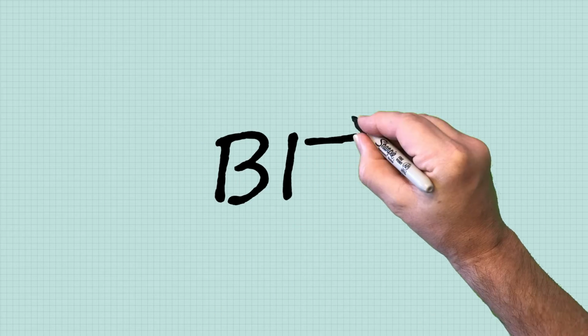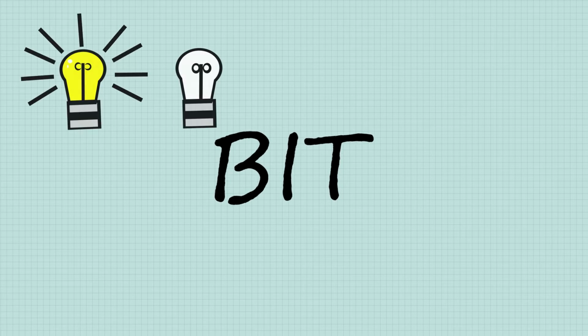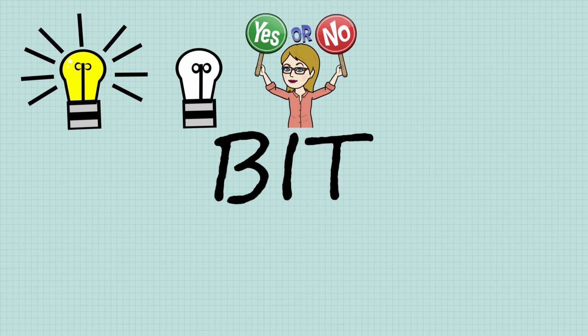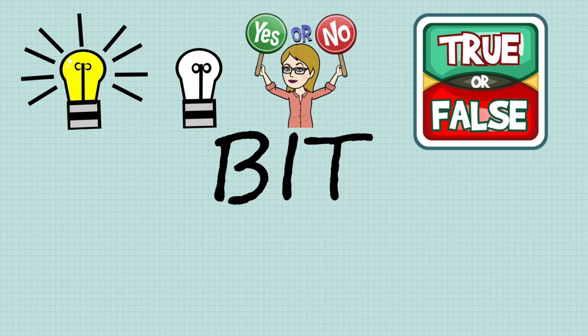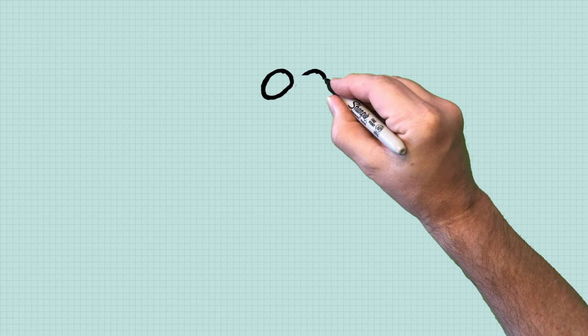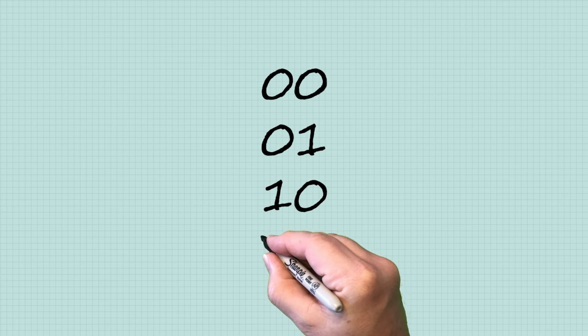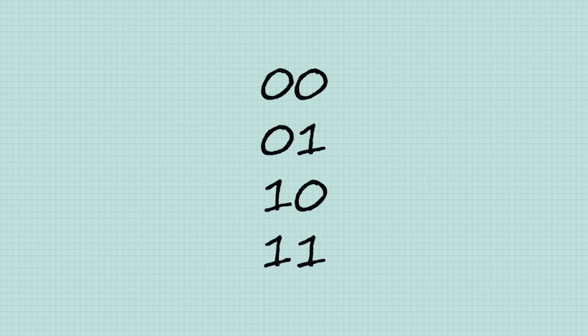The smallest unit of storage for a computer is the binary digit, or bit. Being binary, it can be in one of two distinct states: on or off, yes or no, true or false, or more usually thought of as 1 or 0. A single bit is not very flexible. However, if we were to consider two of them together, we now have 4 possible combinations. Both are 0, the first is 0 and the second is 1, the first is 1 and the second is 0, or both are 1.